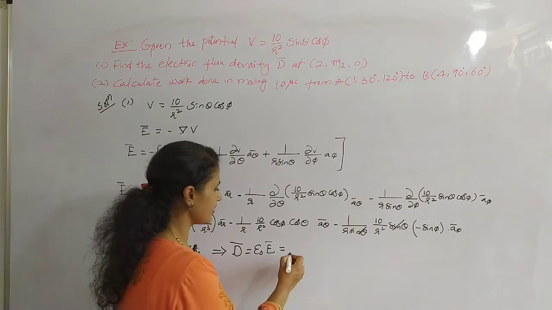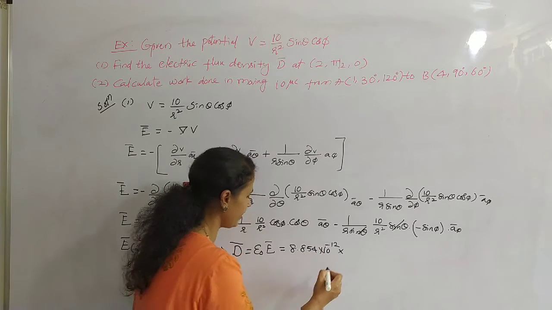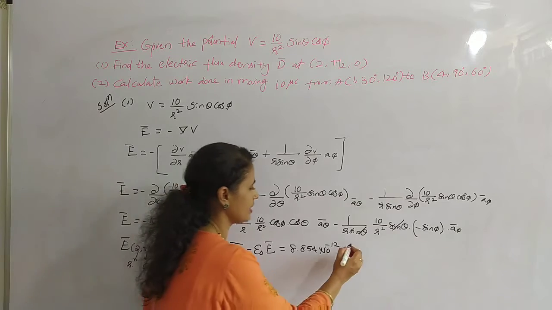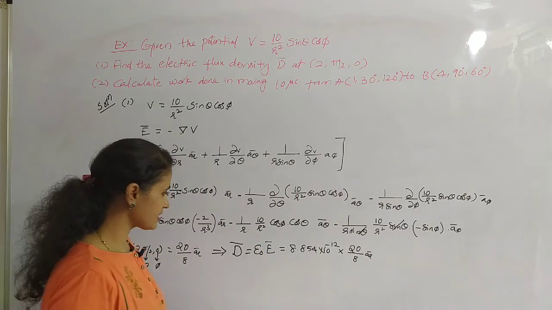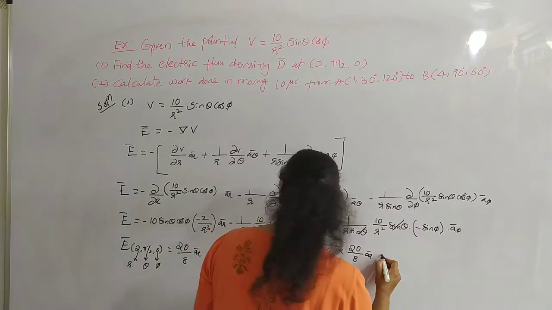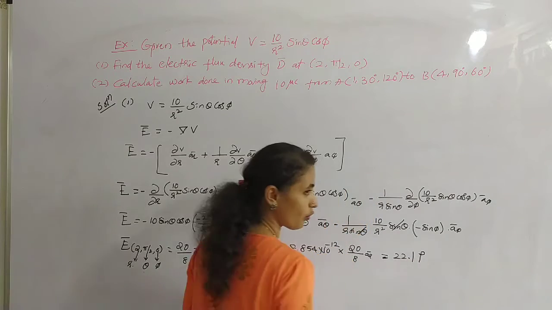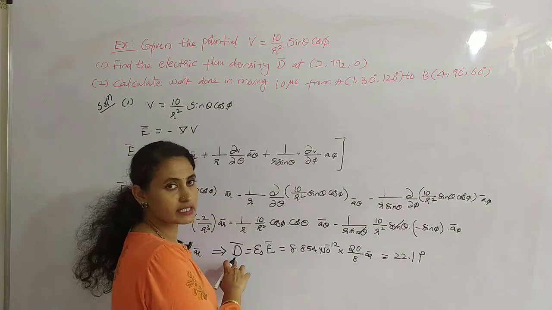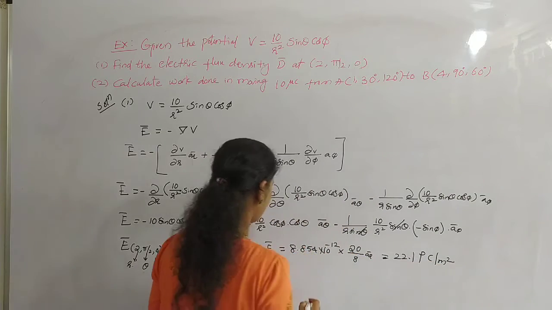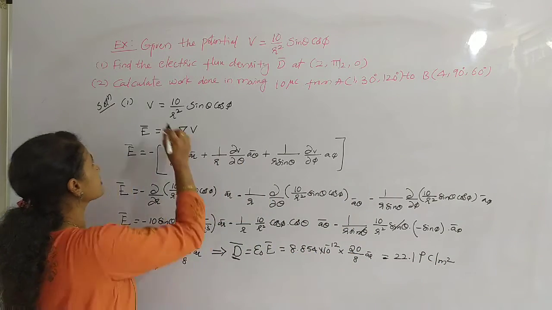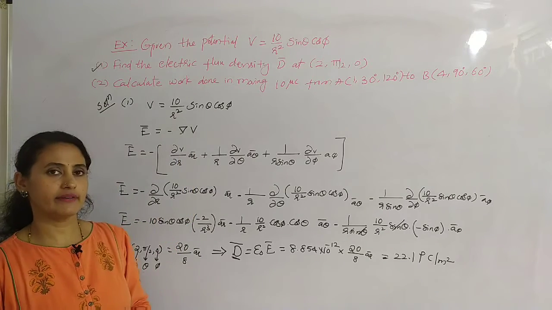In free space, epsilon naught is given as 8.854 into 10 raised to minus 12, and E bar is 20 by 8 a_r. After simplifying this one, this is 10 raised to minus 12. Simplifying this, you will be getting 22.1 pico. So what is the unit for flux density? Coulomb per meter square. Pico coulomb per meter square. That is D bar. This is about the first part. We are supposed to find the electric flux density at the given coordinates.